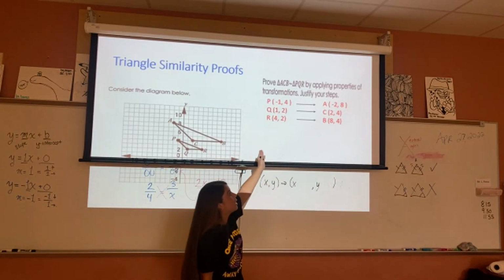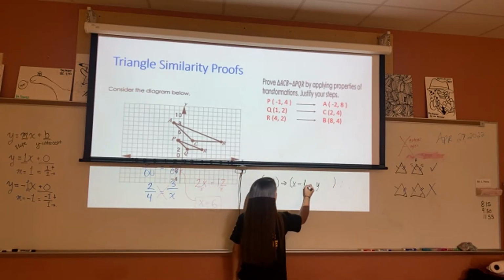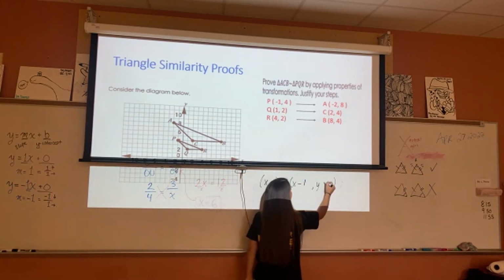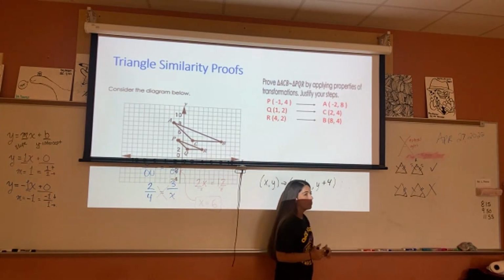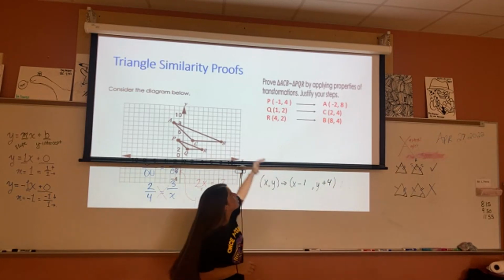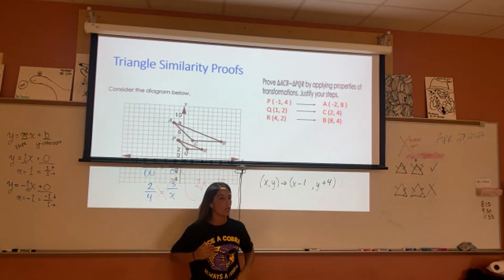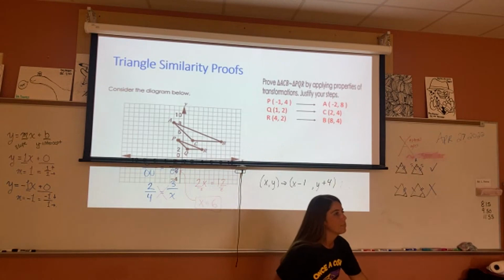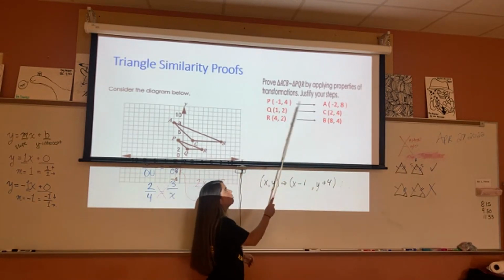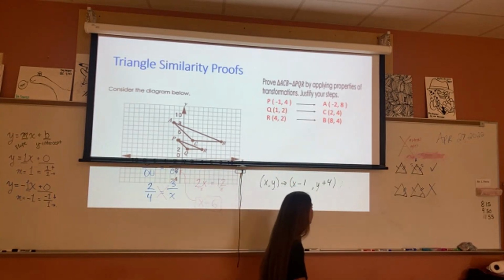Well, to get from -1 at P to -2 at A, I subtracted 1. To get from 4 at P to 8 at A, I added 4. Now, if this is really a translation, that rule is going to work to get Q to C and R to B. The rule is always the same. So I check. Is 1 minus 1 2? No. 2 plus 4 is not 4. I know it's not a translation.